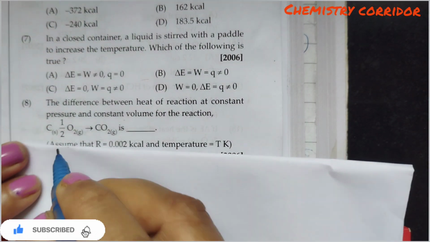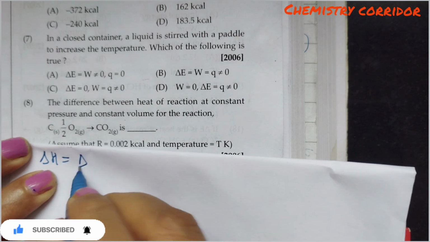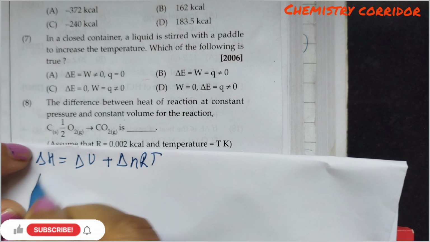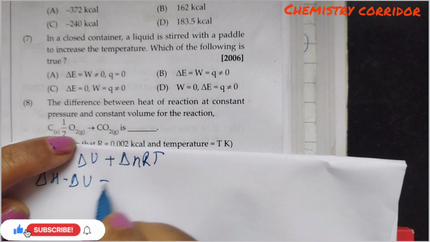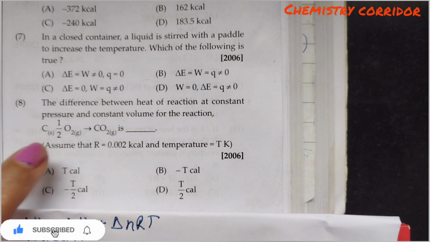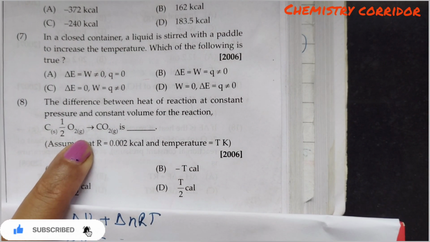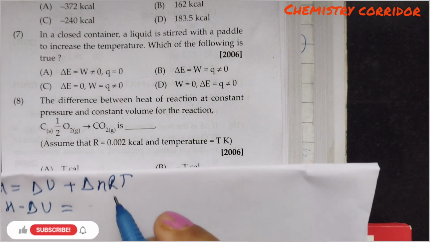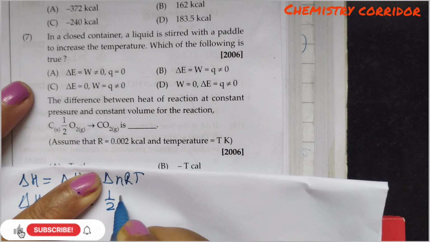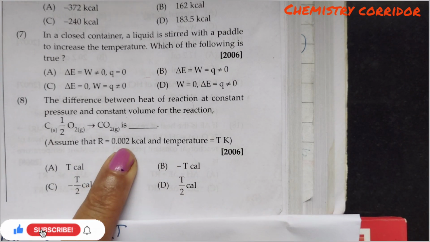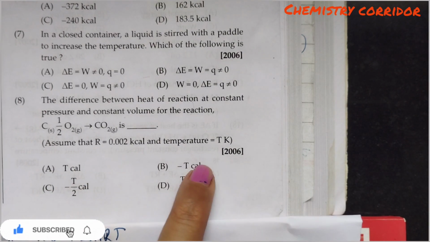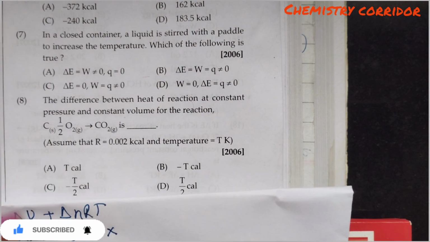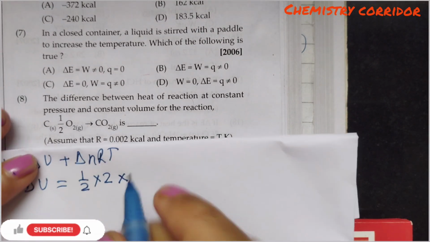The equation that you will use is delta H is equal to delta U plus delta N RT. Now, they are asking you to calculate the difference. So, it will be equal to delta N. How much is the change in the number of moles here? This is 1 and this is half. So, it will be half change. So, it will be half multiplied by R value, which is given in kilocal. I'll convert this to cal because the options are in cal. So, it will be 2 multiplied by the temperature. Temperature here they have mentioned as T Kelvin. So, I'll keep this as T.